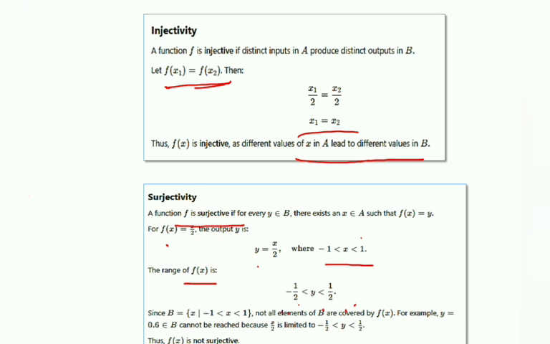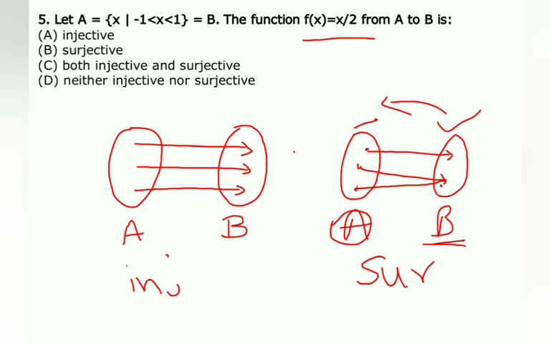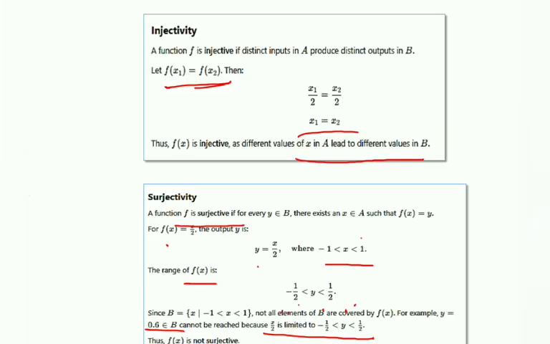If we take a value that exceeds 0.5, suppose I take the value y equals 0.6 belonging to B, it cannot be reached because x by 2 is limited to minus 1 by 2 to 1 by 2. So that's why f of x is not a surjective function. So option A is the correct one. Only it follows the injective. Next.